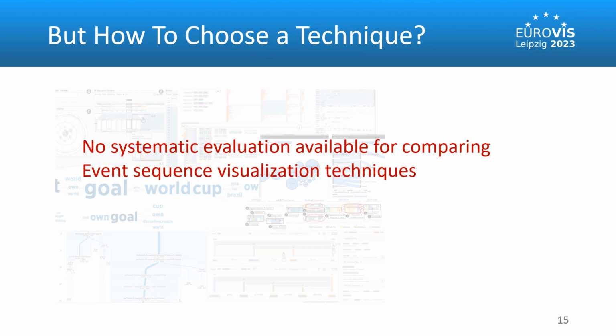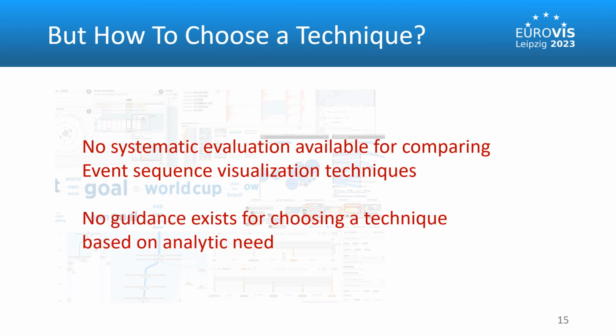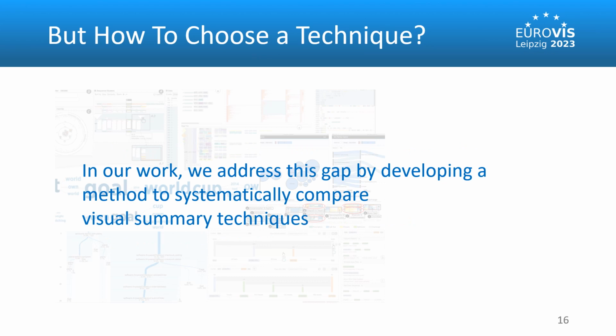The lack of systematic evaluation is problematic. Researchers have no established method to measure the performance of new techniques. Practitioners have no guidance for choosing a technique for their data and analytic need. In our work, we address this gap by developing a method to systematically compare visual summary techniques.